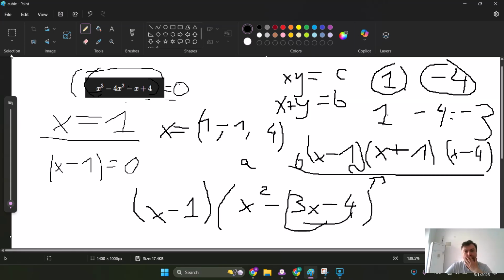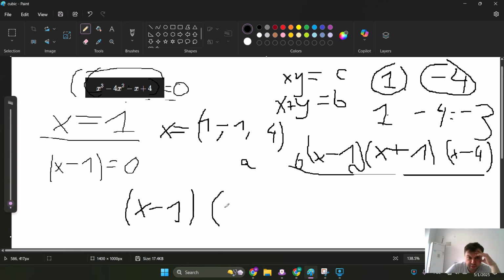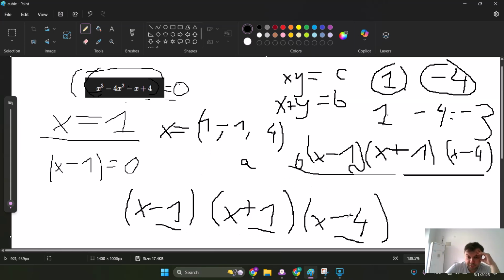Here is the fully factored form. Maybe I will write it one more time clearly so everyone will see it. I don't have a good program to write it, I'm just using Paint. The fully factored form is like that: x minus 1, x plus 1, and x minus 4. You see, it has 3 terms because it's a cubic equation. And x equals 1, x equals minus 1, and x equals 4, because when we give the solution, we change the sign to the opposite sign.